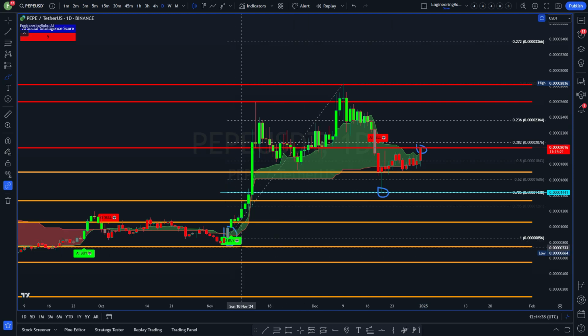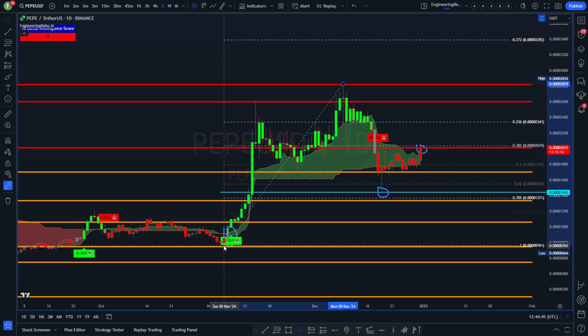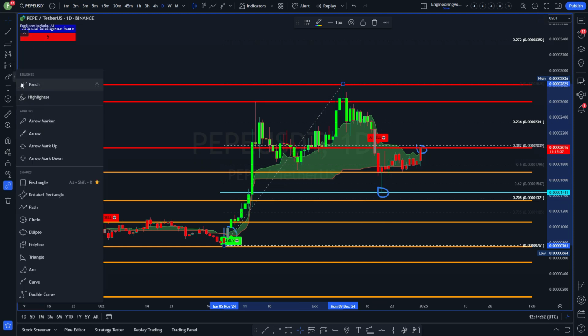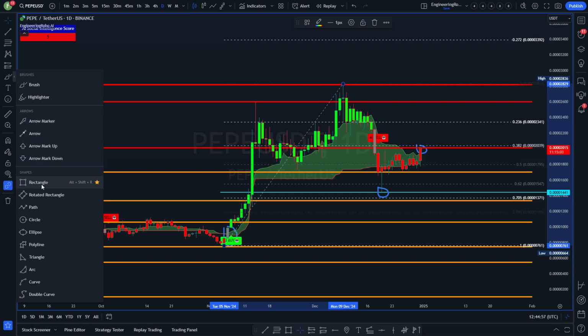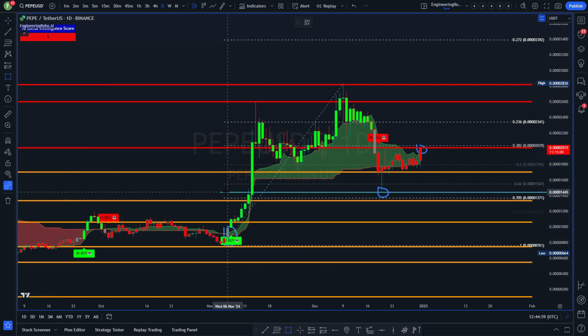If I move the Fibonacci retracement to the lower candle, I just want to see if that lines up with this support and resistance. So as it does, I do want to make sure that we have a zone. So the zone that I'm actually interested in is this zone here as a buyer.